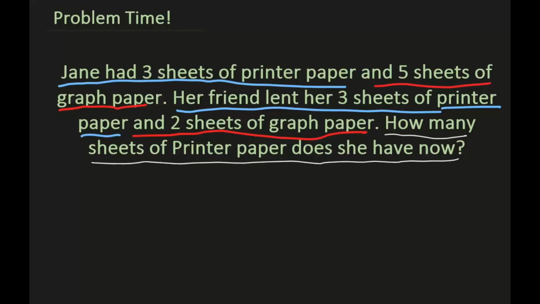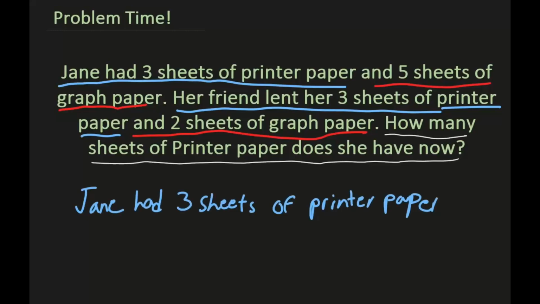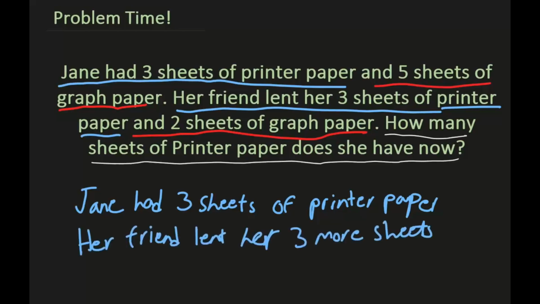So now, again, we'll write down our useful information. So Jane had 3 sheets of printer paper. Now, we also need her friend lent her 3 sheets of printer paper. So, let's write that. And now we have that down. Her friend lent her 3 more sheets. Now to find the answer. How many sheets of printer paper does she have now?